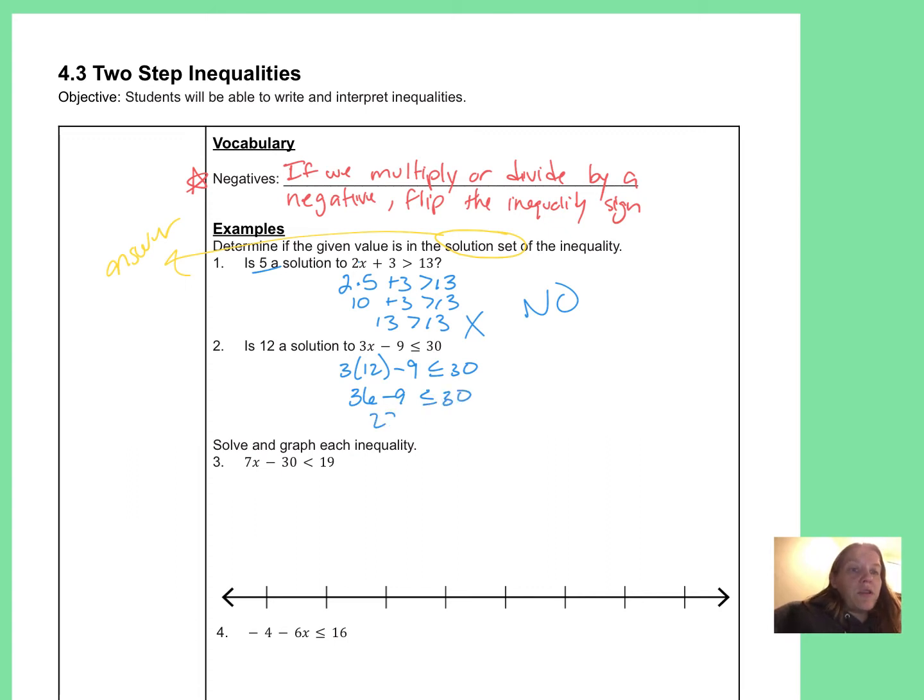It'd be 27. And is 27 less than or equal to 30? Yes, it is. So yes, it will be a solution.